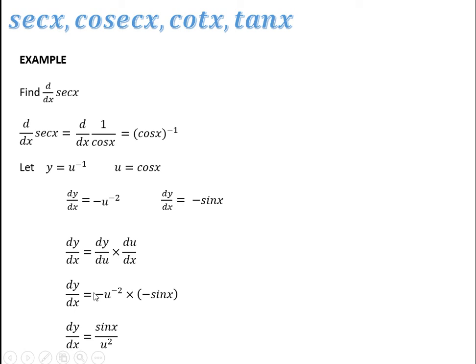Okay, we can simplify it first. Obviously, the minuses cancel out. That becomes sine x over u squared. And the u we started with was cos x, so it becomes sine x over cos squared x.